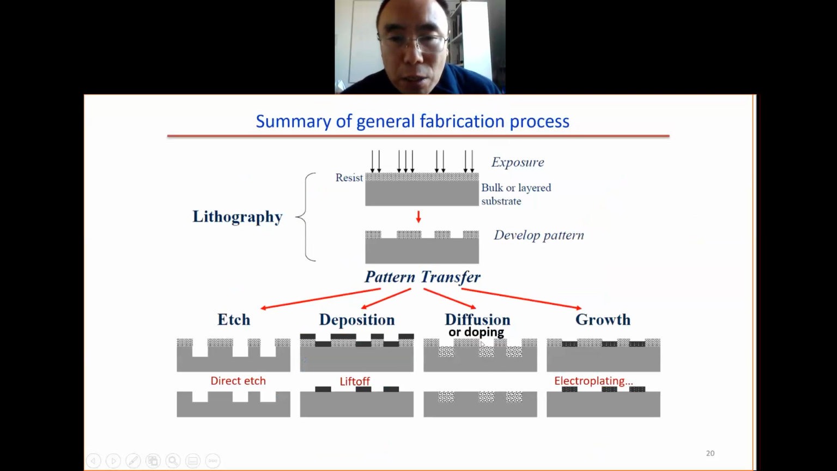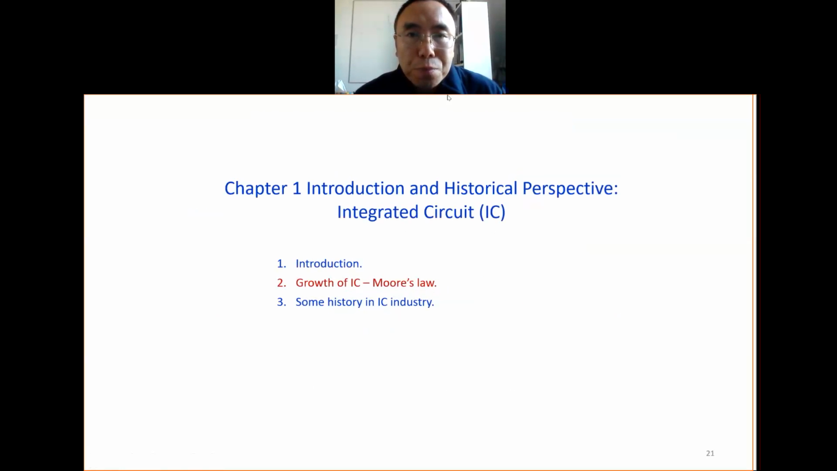In addition, we can also do the doping process. So we can use the resist as a mask for the doping, for the ion implantation doping. And another way we can do is to do the electroplating, to grow the metal from the bottom to the top. So those four processes are called pattern transfer processes.